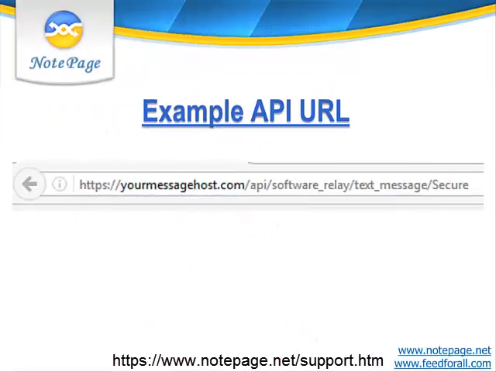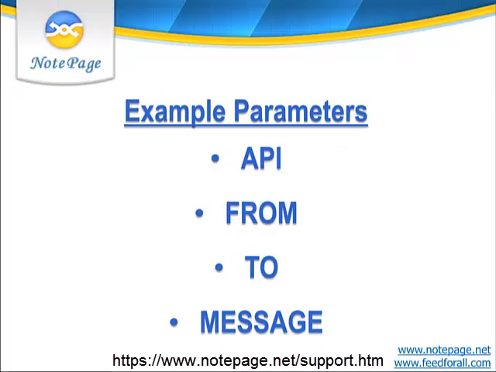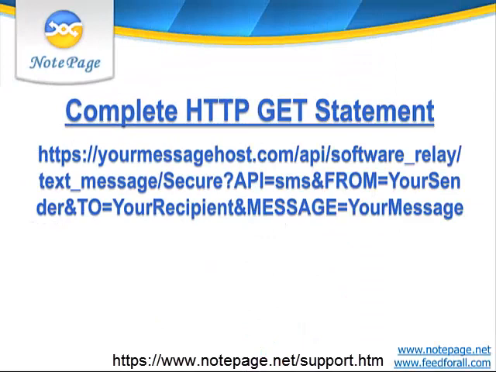For example, let's say that this is our API URL. And let's also say that the parameters to submit are API, from, to, and message. That would mean a fully constructed HTTP GET statement to that API URL would be as follows.